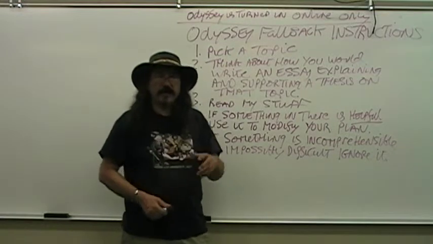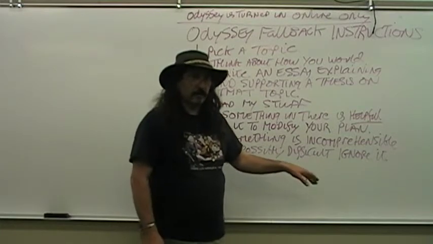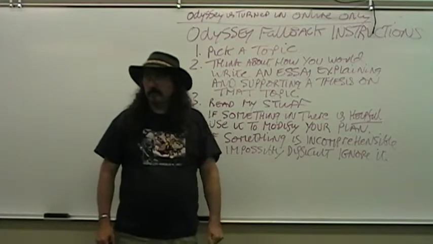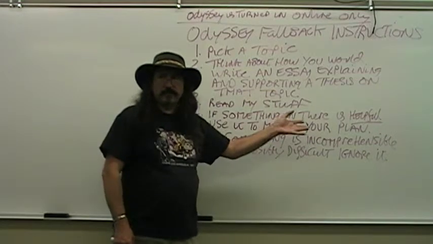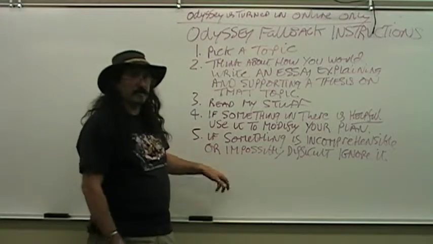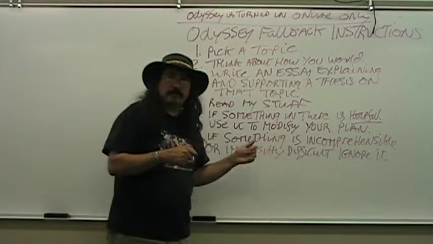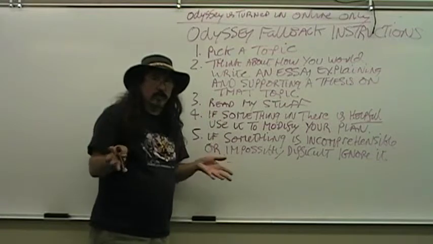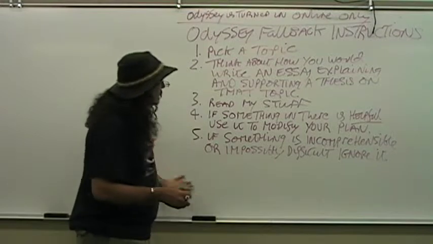If you come across something in my instructions that you don't understand, the fallback instructions say you can ignore it. So if my instructions are not working for you, use whatever's useful in it, but ignore the rest. Or if you come across something I tell you to do, and you say, I can't do that, then, at least for the first Odyssey stage, you don't have to do that.